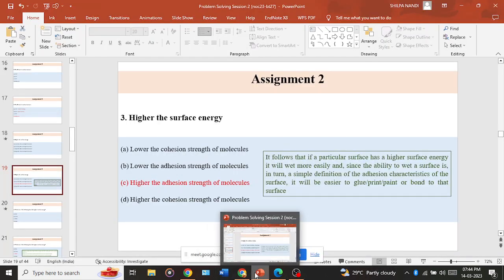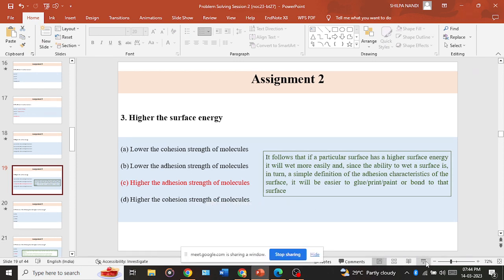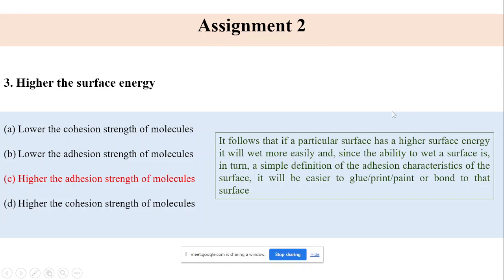So we were basically talking about this third question: higher the surface energy, what will happen to the adhesion strength of the molecules? So higher the surface energy, higher will be the adhesion strength of the molecules. Why so? First of all, surface energy we relate with solids and not liquids, as in case of liquids we use the term surface tension.